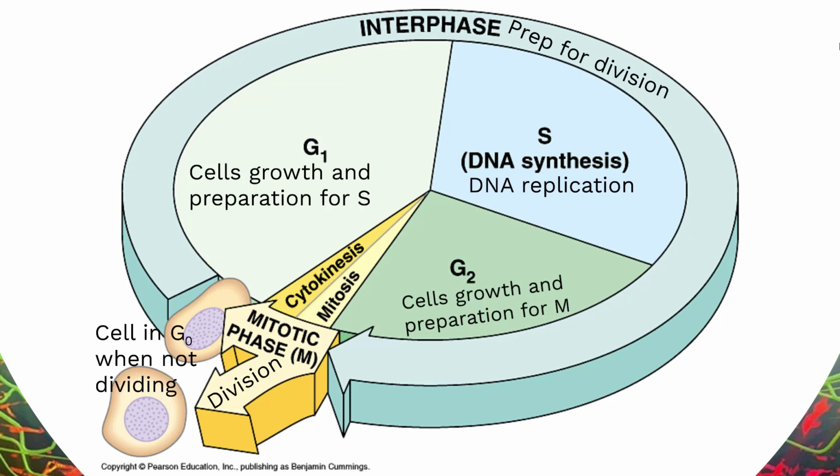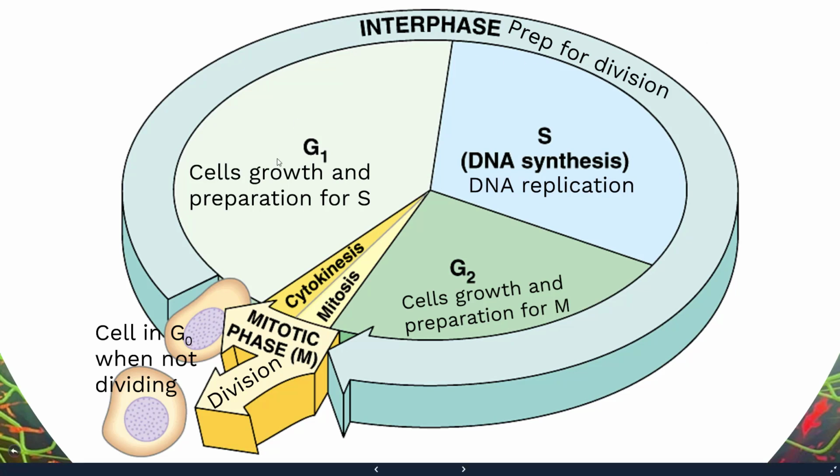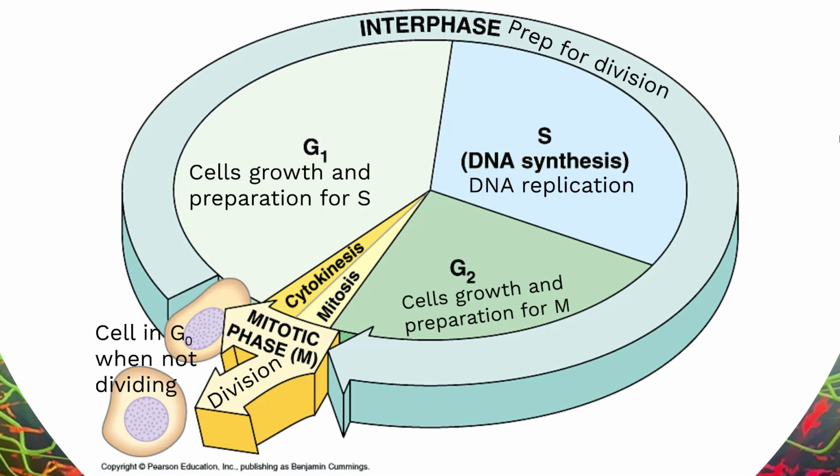Technically, the G stands for gap. So we have the first gap phase right here and the second gap phase there. But we can think of the G's as standing for growth and getting ready, and that will help you remember what occurs. In G1, the cell grows, it physically enlarges, and it gets ready or prepares for the next stage, which is S. Now, S stands for synthesis, and synthesis means to make. What happens in the S phase is that we make DNA.